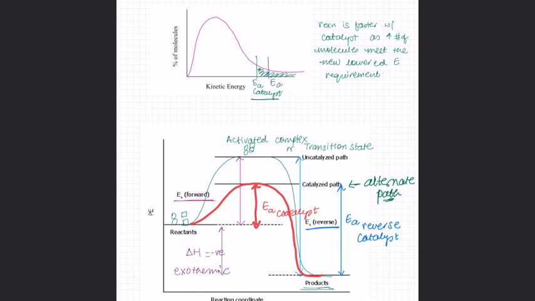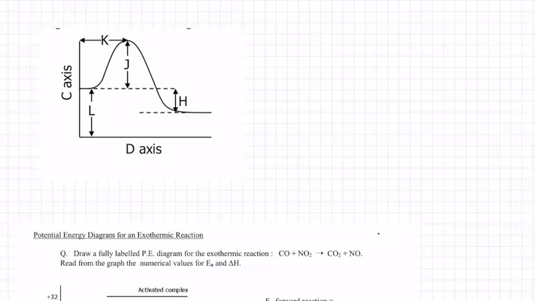While we are here, let us take a quick look at the type of questions you might be asked on the activated complex graph. So one type of question is where you're given a graph and you're asked to read different values from that graph. So for example, you're given this graph and you're asked what is the activation energy, what is the change in enthalpy, is this reaction exothermic or endothermic, and so on.